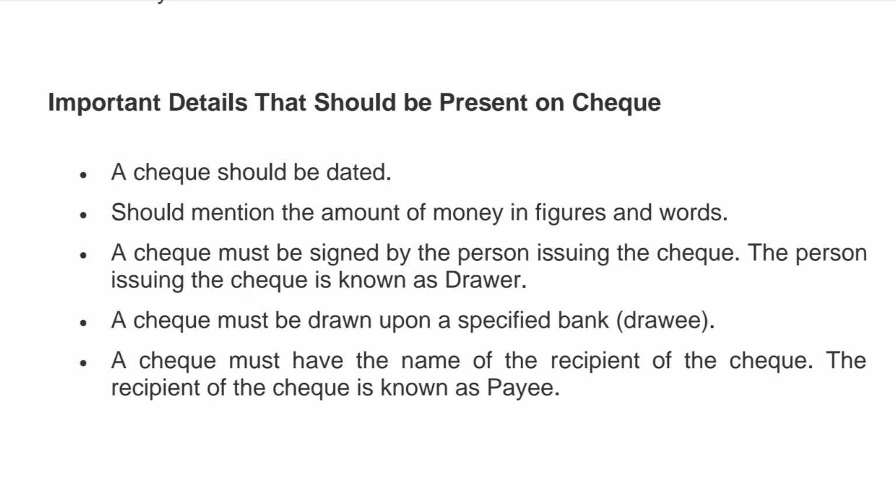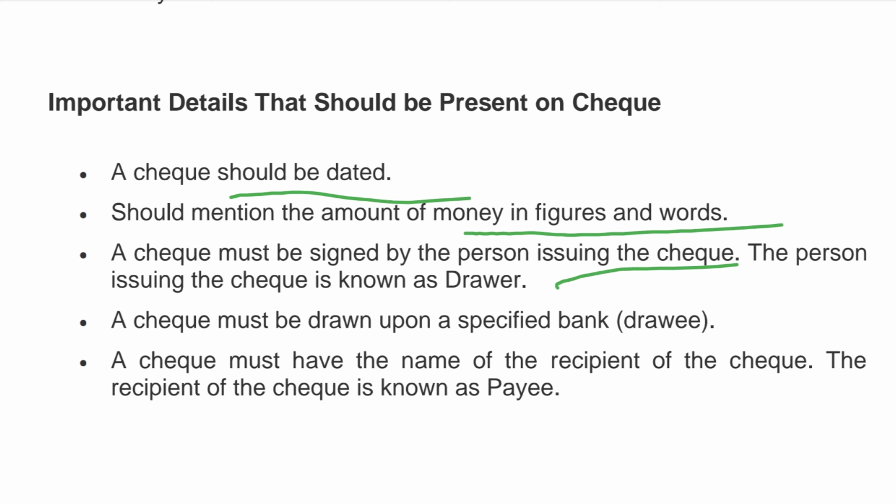A check should be dated. It can contain the present date or a future date, but a check should be dated. It should mention the amount of money in figures and words. To avoid any misunderstanding, the drawer of the check should mention the money in figures and words, and these should match. A check must be signed by the person issuing the check, so the drawer must make sure that he puts his signature on the check.